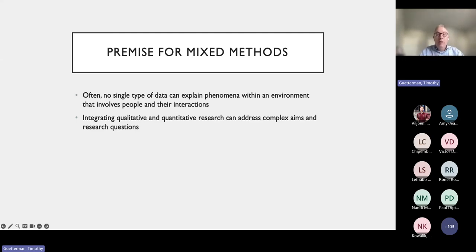If we're in business or engineering, agricultural work, where there are farmers behind crop science and what's happening. So that's the idea of using mixed methods, that we really need to integrate both forms of research in order to address more complex aims and complex research questions.